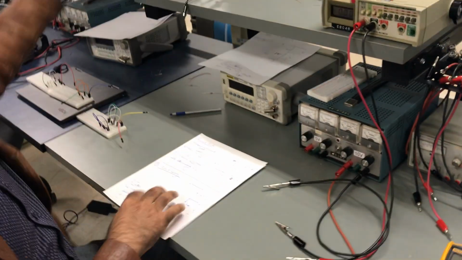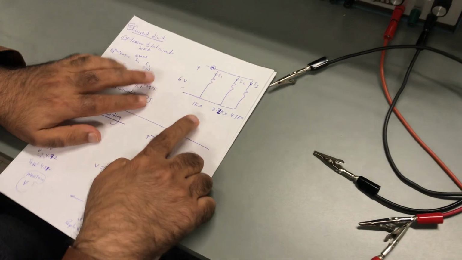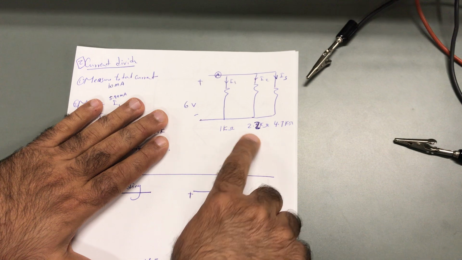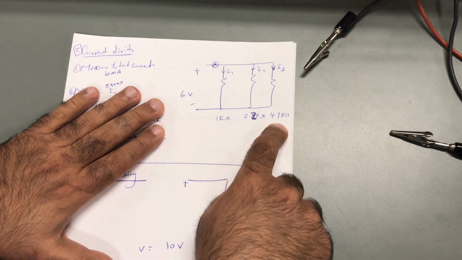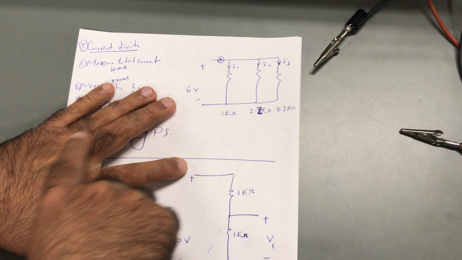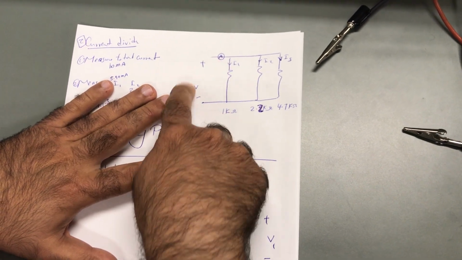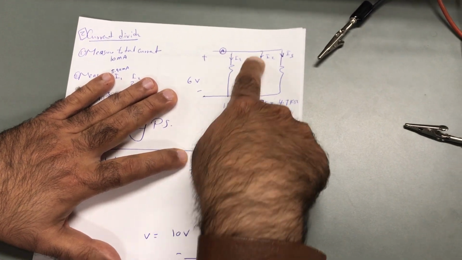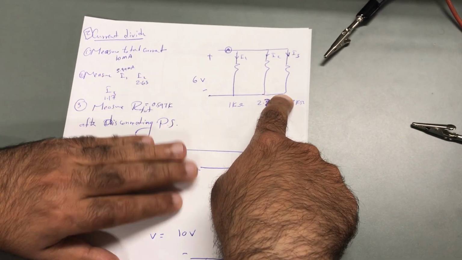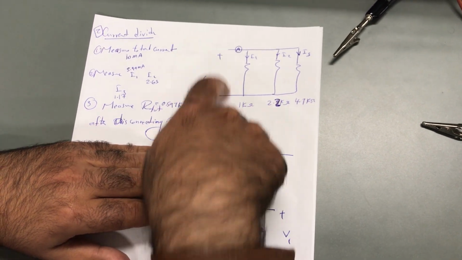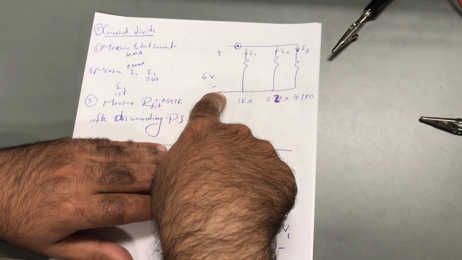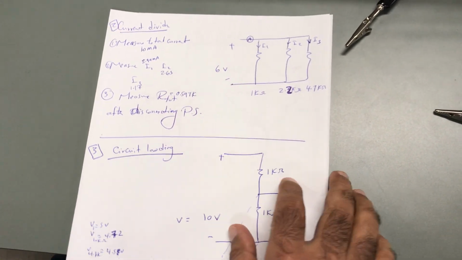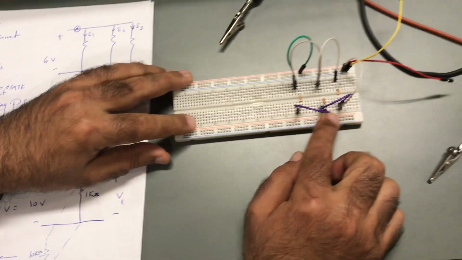Then the next one that I would like to talk about is the current divider. For the current divider, I need to connect 3 resistors in parallel: 1 kilo, 2.2 kilo, 4.7. And then I would like to measure the total current here if the supply voltage is 7 volts. I would like to measure I1 in the first branch, I2, I3. And at the same time, I would like to disconnect the power supply and measure the total resistance. This is the second circuit.